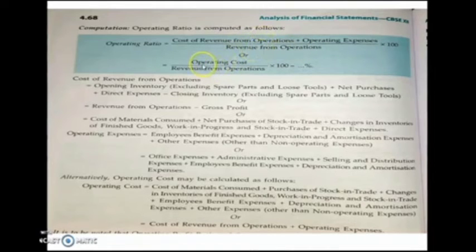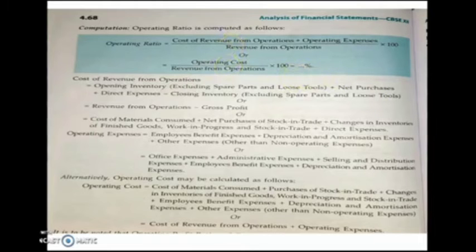Now regarding the second formula, the operating cost can be calculated by using two formulas. The first formula is cost of revenue from operation plus operating expenses. Or you can use cost of material consumed plus purchases of stock in trade plus changes in inventories of finished goods, work in progress and stock in trade plus employee benefit expenses plus depreciation and amortization expenses plus other expenses. In short, operating cost is cost of revenue from operation, which you know how to calculate, plus operating expenses, whose formulas you also know. Adding these together, you can calculate operating cost. So these are the explanations of the two formulas.